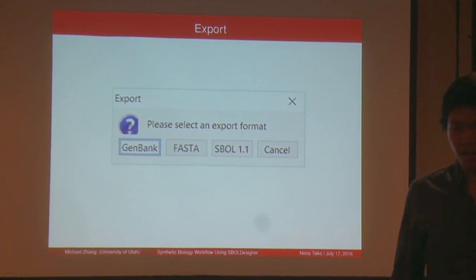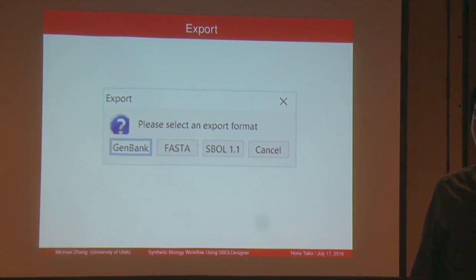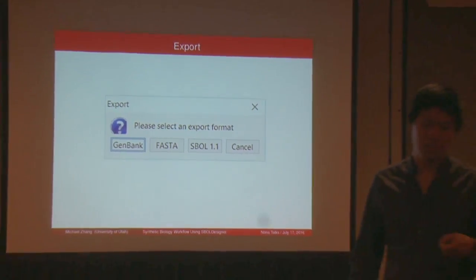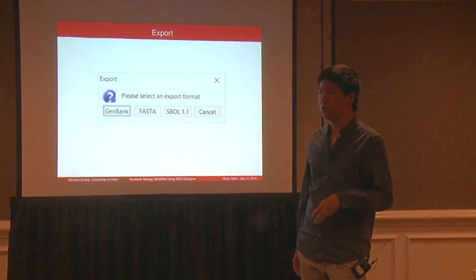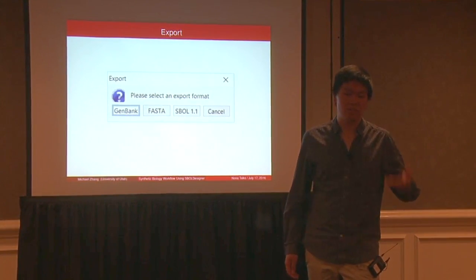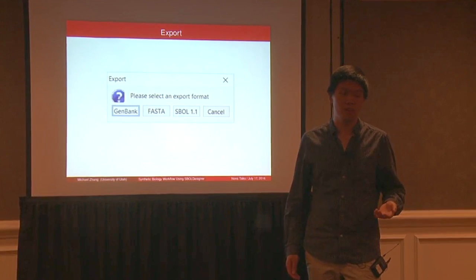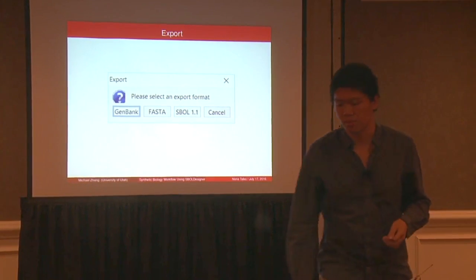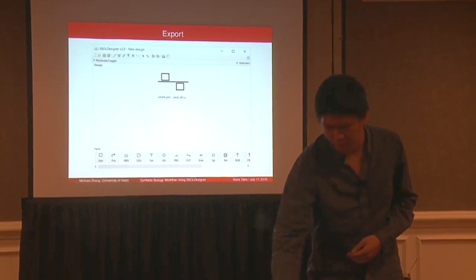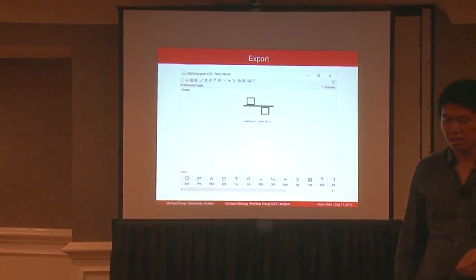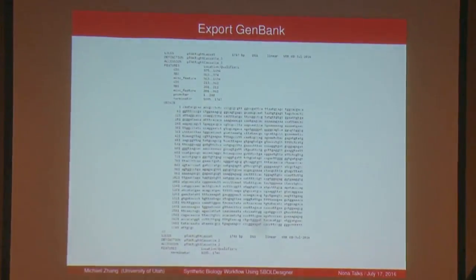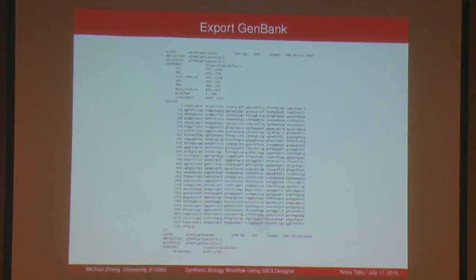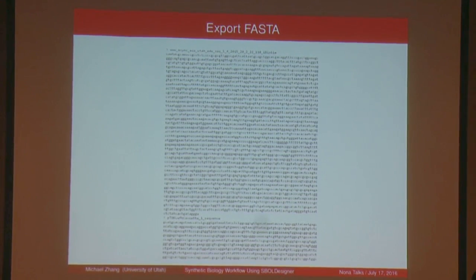And another feature I have added is the ability to export. So we support GenBank, we support FASTA, and we also have legacy support for SBOL 1.1. So in SBOL Designer, you're designing the design in SBOL 2.0, but you could also export to any of these formats. So say we have this generic toggle switch designed in SBOL 2.0. We can export it as GenBank, what you see there, or we can export as FASTA.